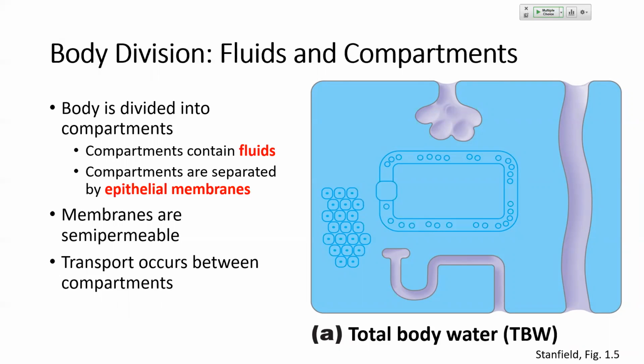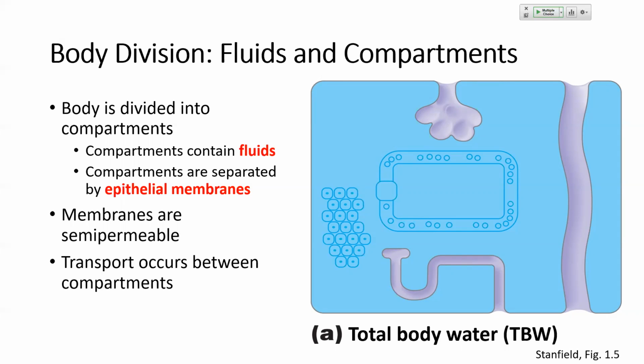We call these compartments fluid compartments because this is how we separate all the water that's in our body. All the water in our body, we just mentioned that our body is made mostly of water, is called our total body water. And this compartment can be further divided by several membranes. We call these semi-permeable membranes, and these are basically epithelial-lined membranes that divide one compartment from the other.